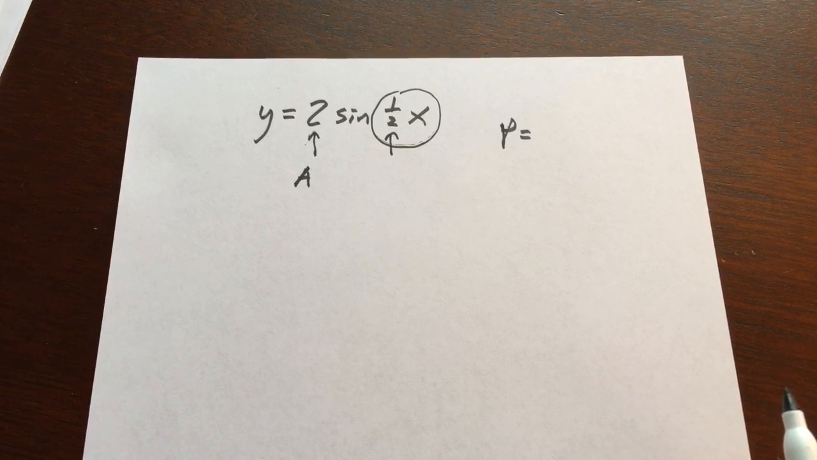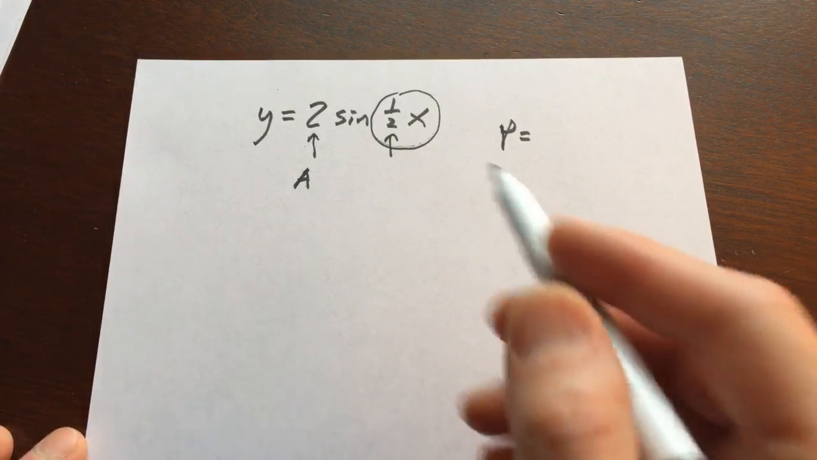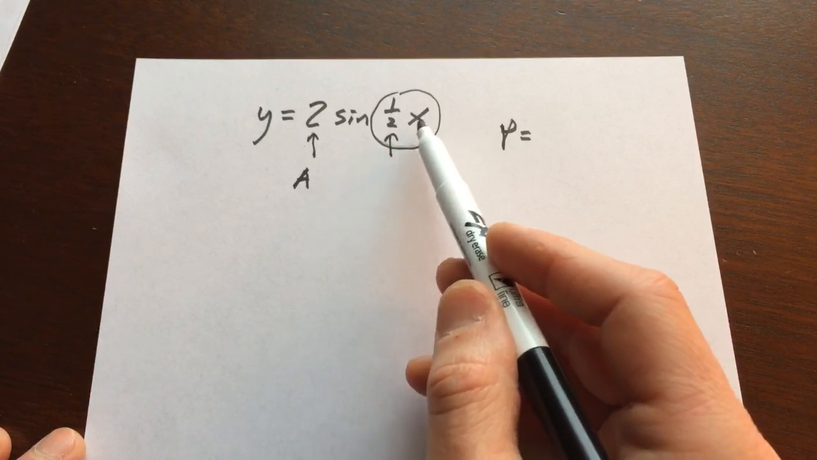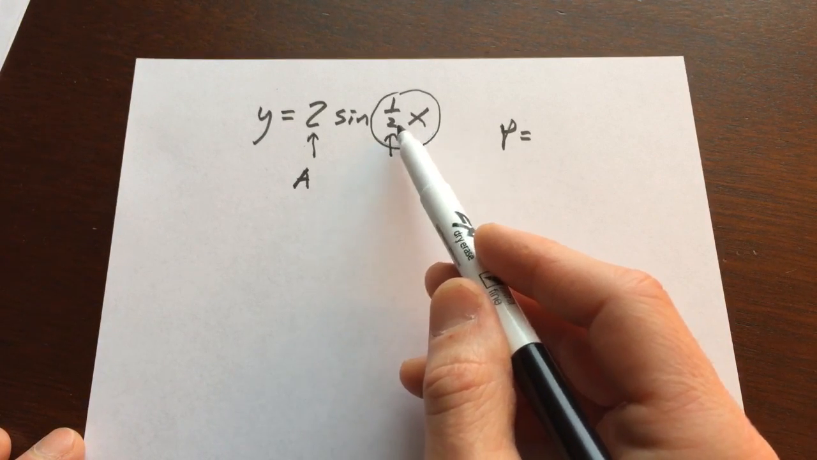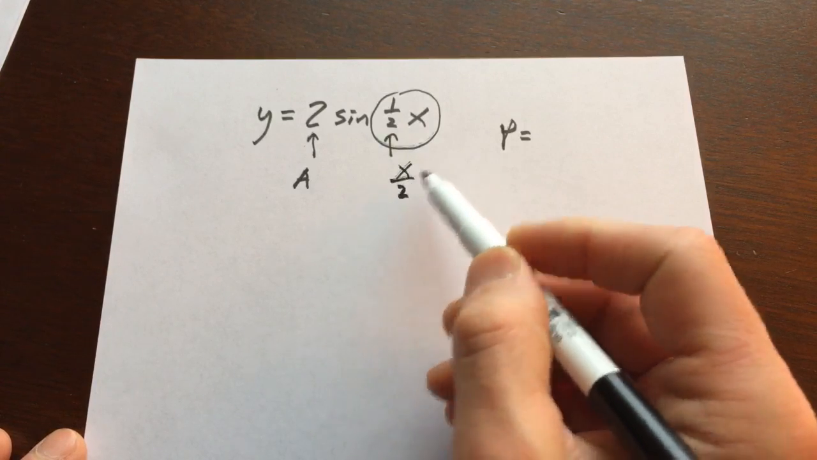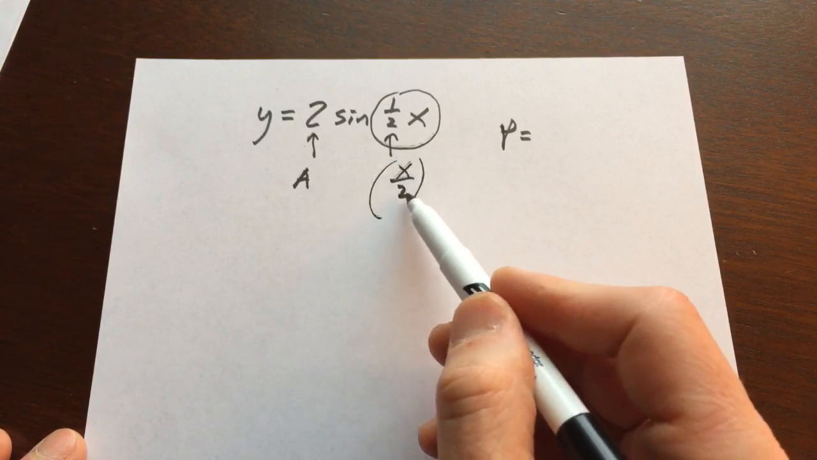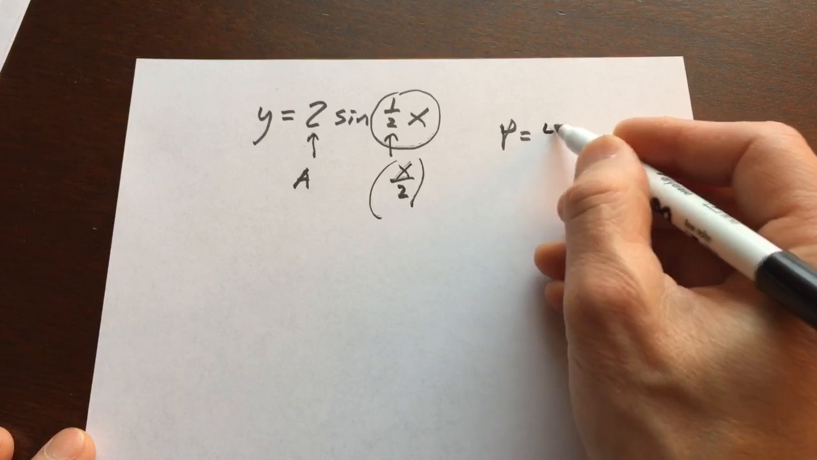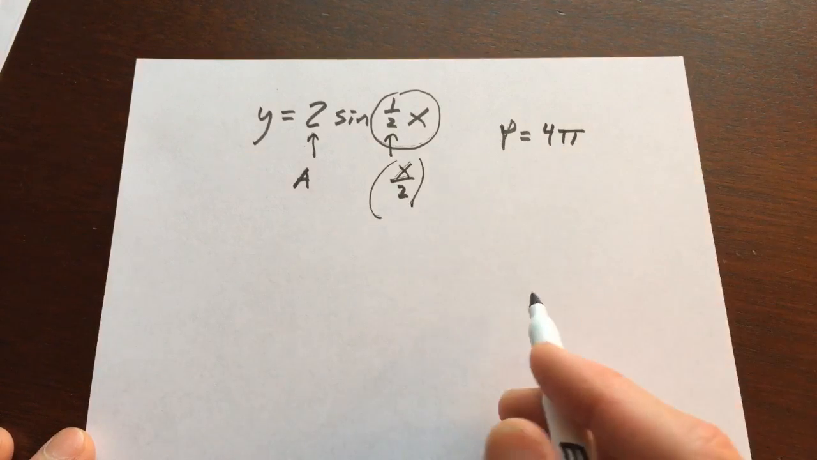Well, normally the period for sine and cosine is 2 pi, right? But because of this 1/2, it has the opposite effect. It looks like you're dividing x by 2. I mean, this looks like x over 2, right? It actually has the opposite effect. It multiplies the x values by 2, which means that our period is going to be 4 pi now, right?